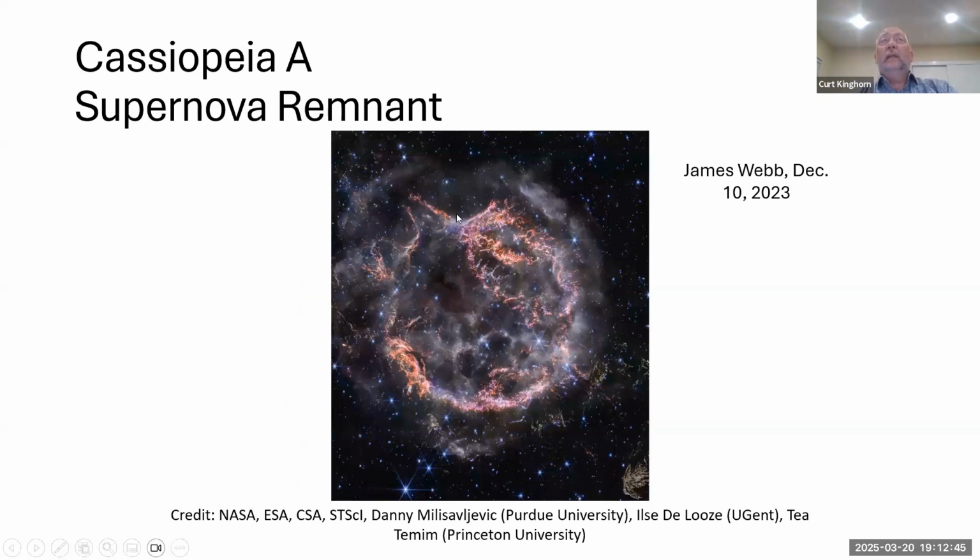So this is Cassiopeia A, which is a supernova remnant. It's one of the brightest radio objects in the sky, particularly at lower frequencies, lower meaning less than the hydrogen alpha line. And as you can see, it's a beautiful picture here.